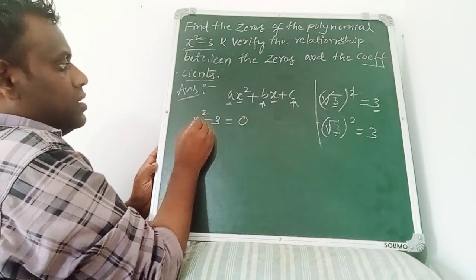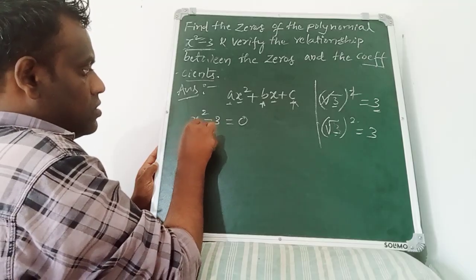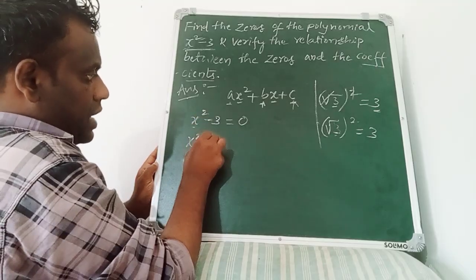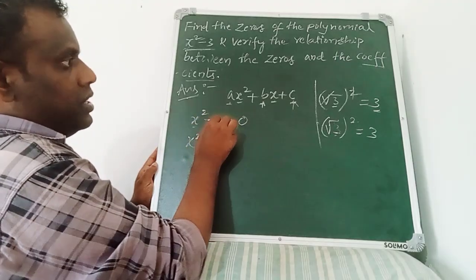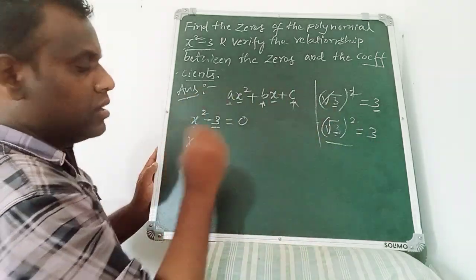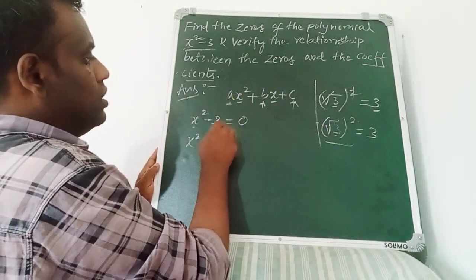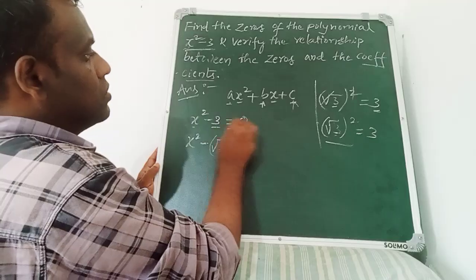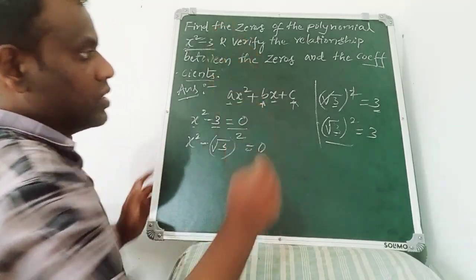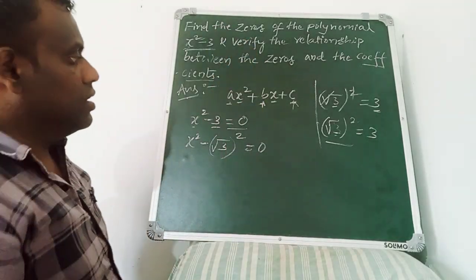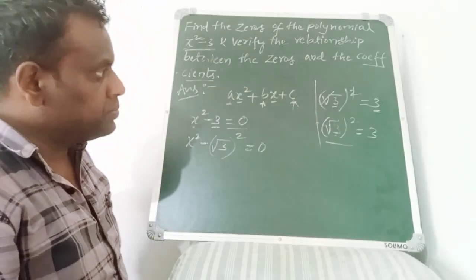So I am writing here. First, x square you write as is. This minus you write as is. In place of 3 I am going to write root 3 whole square. So this is equal to 0. Next step is what?